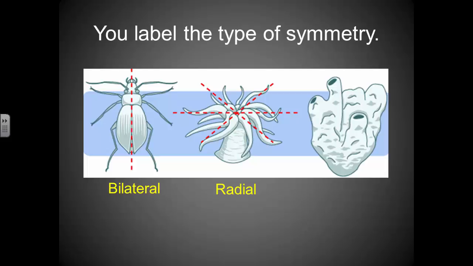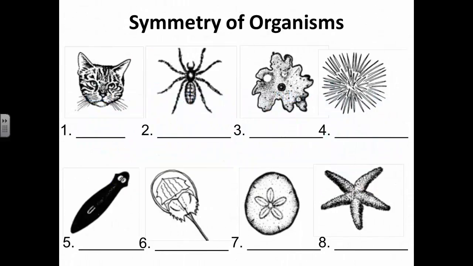And then this is a sponge. What would you say about the sponge, Destiny? Asymmetry, correct. There's no real pattern. It's not organized in any real way. It's just kind of randomly shaped. That's asymmetry. All right, a few more examples.